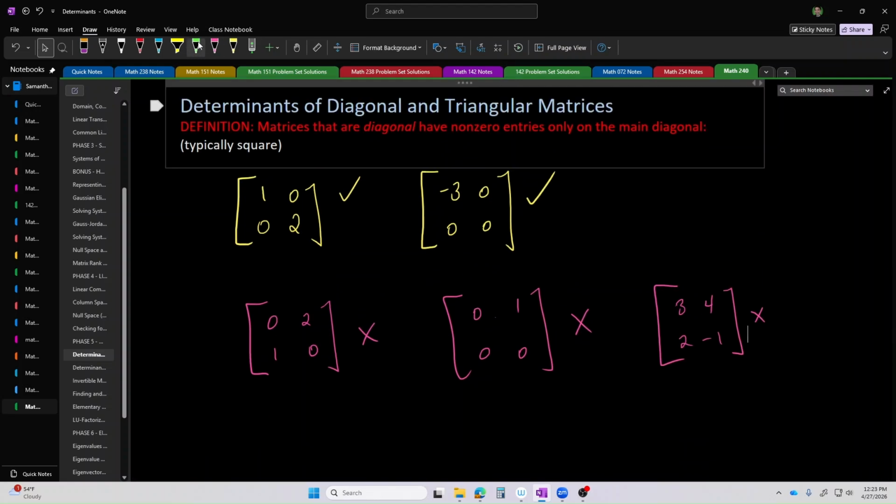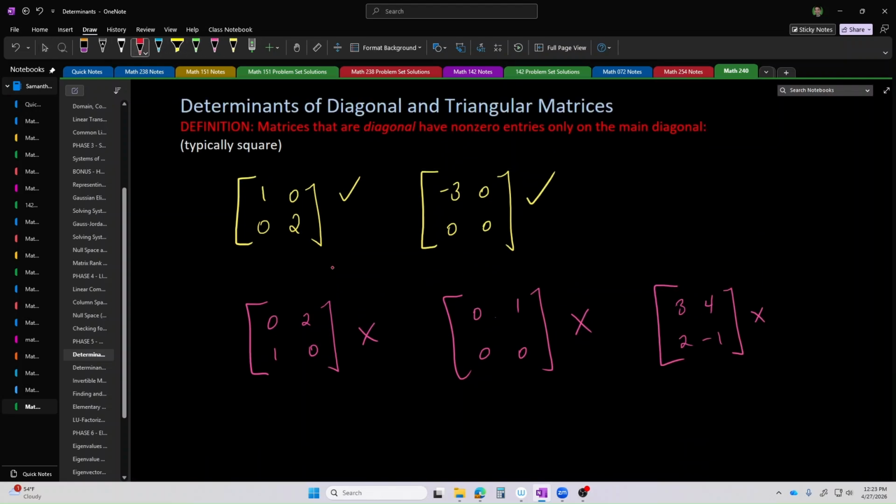So diagonal means that if you have any non-zero entries in the matrix at all, they are all located along this band going from top left to bottom right.